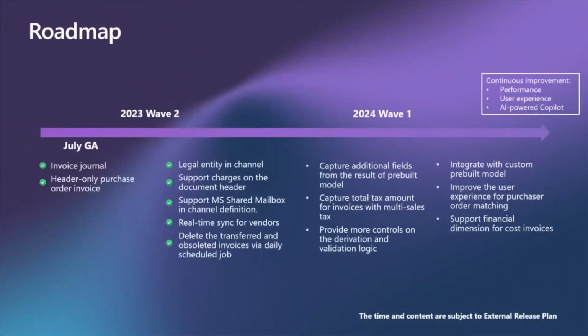Talking about the roadmap, as we can see, by the end of July we announced the GA, and most of the functions you saw were released in the GA version.